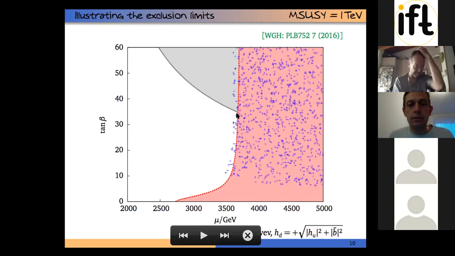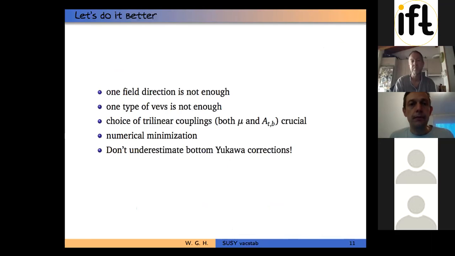And for this, we started to develop a tool that can do all this analysis numerically and also quite fast, in a way that you can easily include it in large-scale parameter scans. So let's do it better. Exactly. As I said, one field direction is not enough. One type of VEVs is not enough.